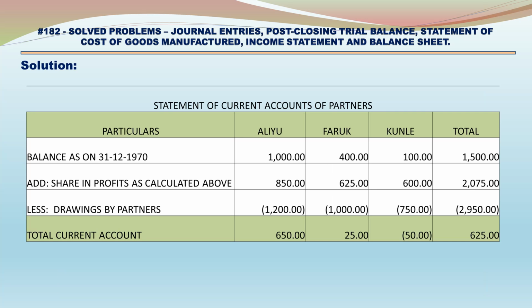Statement of current account of partners. Particulars: Aliyu, Farooq, Kunle, total. Balance as on 30th December 1970: Aliyu 1000, Farooq 400, Kunle 100, total 1500. Add share in profits as calculated above: 850 to Aliyu, 625 to Farooq, 600 to Kunle, total 2075. Less drawings by partners: 1200 by Aliyu, 1000 by Farooq, 750 by Kunle, total 2950 is the drawings. Total current account: 650, 25, minus 50, total 625.